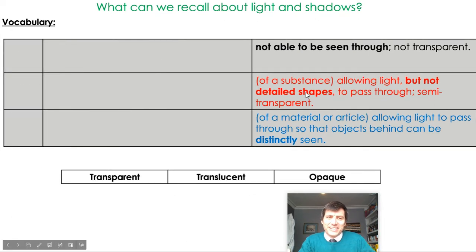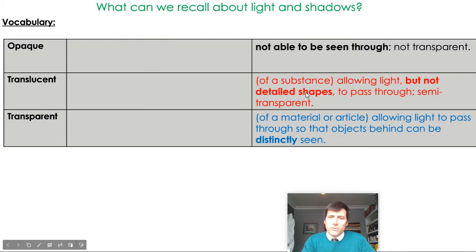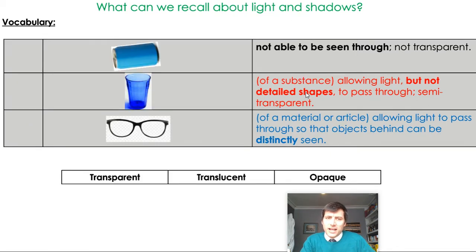Okay, yeah, you can see, guys, that our opaque one is not able to be seen through. So that's the first, the can. The translucent one is the image, that's the second one, which is the glass. The third one then is the transparent glasses, and they need to be transparent because if they block out our capacity to see, they start being a hindrance rather than a help.